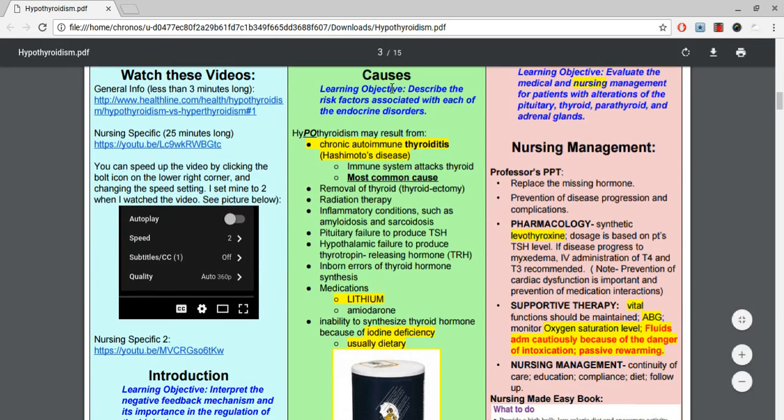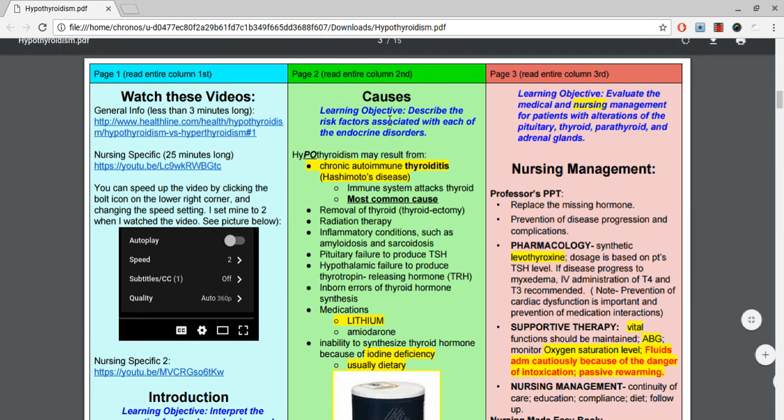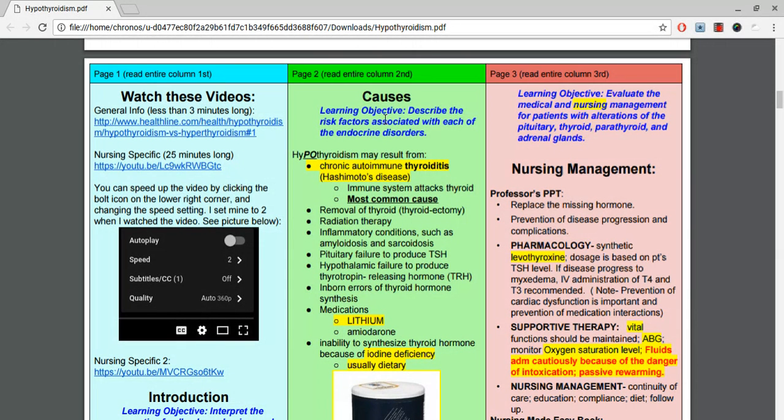All right, now let's go into the causes of hypothyroidism. The reason I went into this is because there's a learning objective that says describe the risk factors associated with each of the endocrine disorders. So for hypothyroidism, it can be a result from chronic autoimmune thyroiditis, which is basically another word for Hashimoto's disease. Hashimoto's disease is when the immune system attacks the thyroid. It starts eating up the thyroid, and that's going to cause hypothyroidism because without the thyroid, you can't make any more thyroid hormones. And this is the most common cause, which is why I highlighted it. And I really want you to remember Hashimoto's disease, okay, or chronic autoimmune thyroiditis, okay?